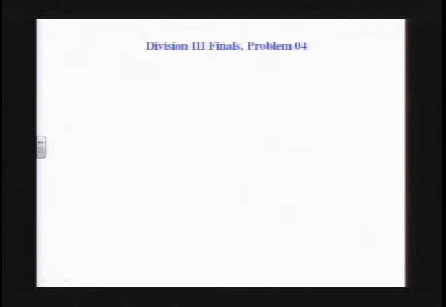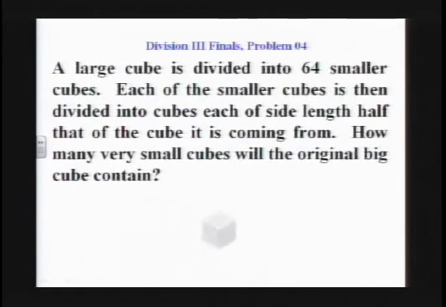And the next one, please, a favorite of mine. A large cube is divided into 64 smaller cubes. Each of the smaller cubes is then divided into cubes of side length 1/2 that of the cube that it is coming from. How many very small cubes will be in the original big cube now?